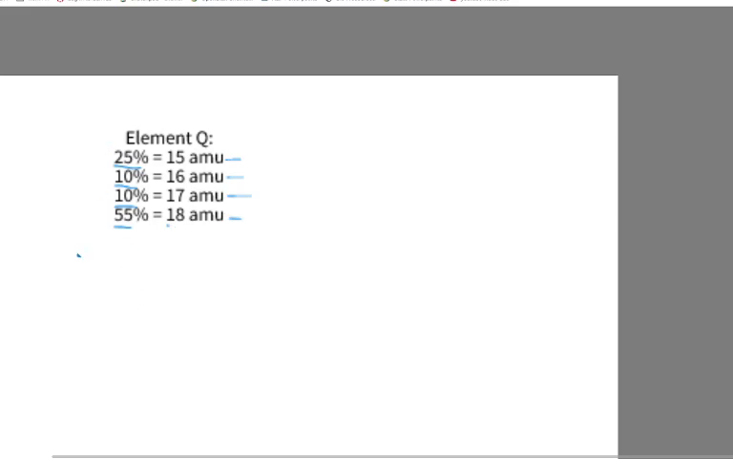So if you were asked to draw a mass spectrometry for this element, you would have 25% showing for 15, and then you would show 10% for 16, and 10% for 17, and then you would have 55% for 18.